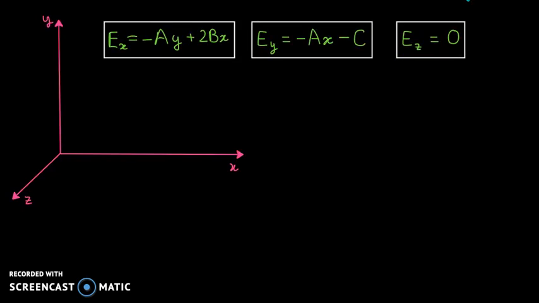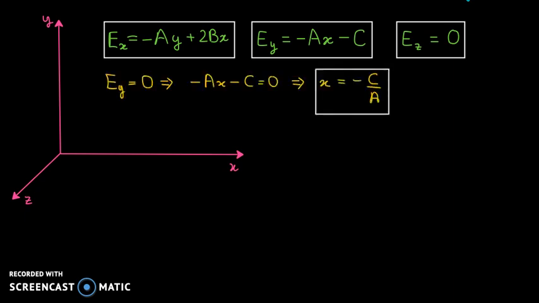In part B, we're looking for points where the electric field vector is 0, and that requires that all the components of the electric field are equal to 0 simultaneously. Now, we know that E sub z is already 0, regardless of the value of x, y, or z, so that one's easy. Next, let's set E sub y equal to 0 and solve for x.